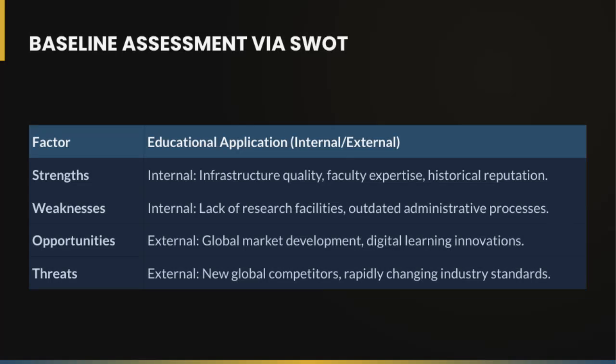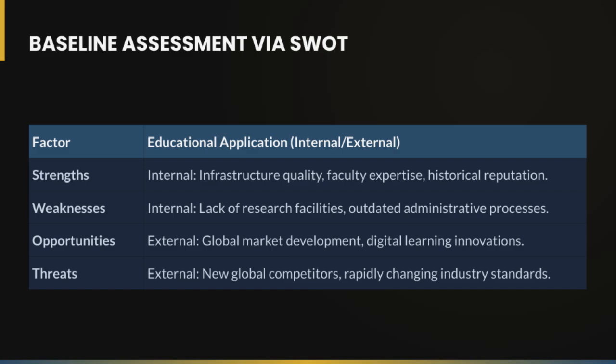Let's take a closer look at our baseline assessment through a SWOT analysis. On this slide, we've organized our key factors into internal and external elements. Starting with strengths, we see that our internal advantages include the quality of our infrastructure, the expertise of our faculty, and our strong historical reputation. These are the foundational elements that give us a competitive edge. However, there are also internal weaknesses we need to acknowledge, such as the lack of research facilities and some outdated administrative processes. Recognizing these helps us understand where improvements are needed.